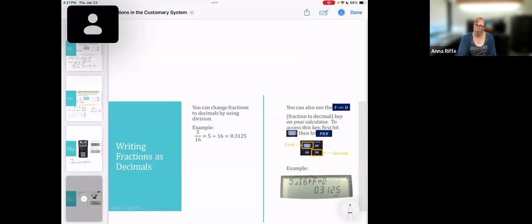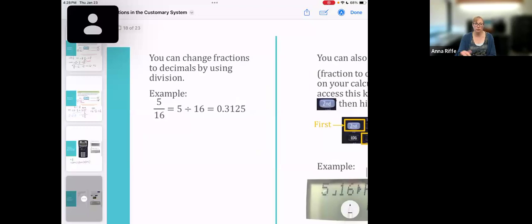Speaking of which, you can change fractions to decimals fairly simply using a calculator. There is a button that will allow you to do it on the calculator, but because a fraction is really just indicative of division, 5 over 16 means 5 divided by 16, you can change a fraction to a decimal by dividing the top by the bottom. We can take 5 divided by 16, and we get 0.3125. So that's the decimal form of 5/16.